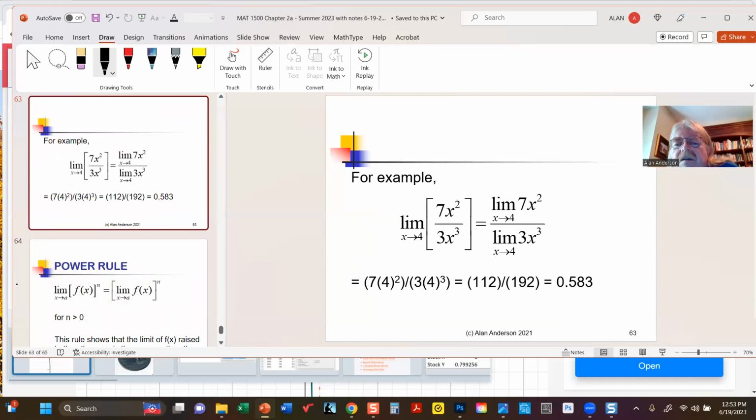You'll see we've got the ratio of two polynomials, and when we substitute 4 in here for x, we ultimately end up with 7 times 16 divided by 3 times 64, 112 over 192, which is approximately equal to 0.583.